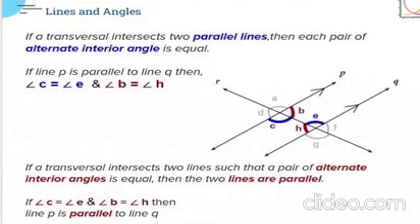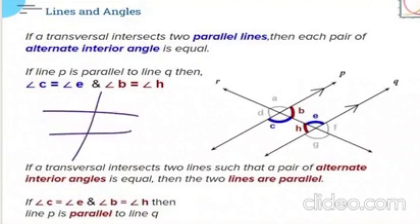Now, next is: if a transversal intersects two parallel lines, then alternate interior angles are also equal. So as I told you, when I draw like this, these Z angles, which form a Z, are always equal to one another. And the converse is that when a transversal intersects two lines and alternate interior angles are equal, then the two lines will be parallel.